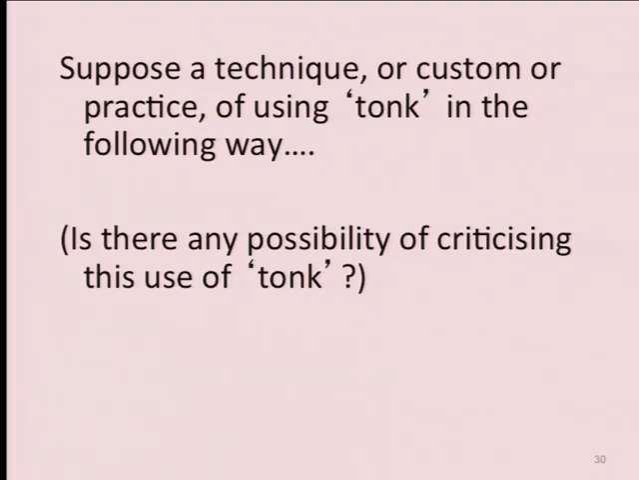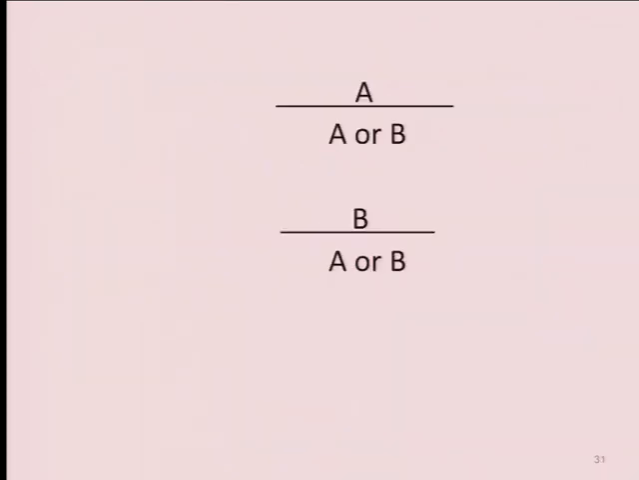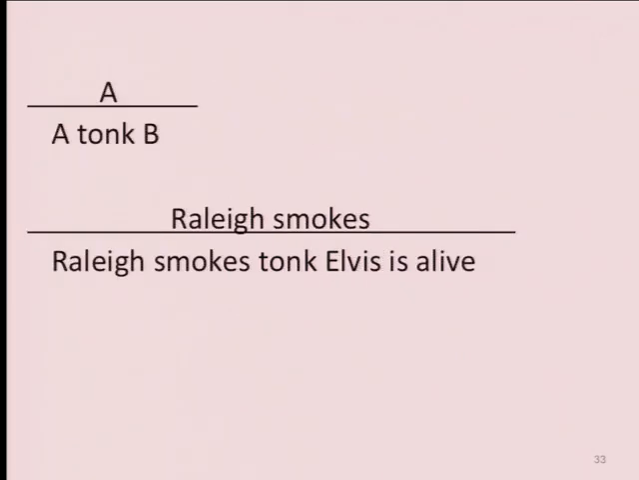Well, suppose we have a sign, tonk, that works like this. Remember the introduction rule for or? Suppose we have this introduction rule for tonk. From A, you can infer A tonk B, and from B, you can infer A tonk B. Follow me very closely here. So from Raleigh smokes, you can infer Raleigh smokes, tonk, Elvis is alive. That's all right. It's just like or.